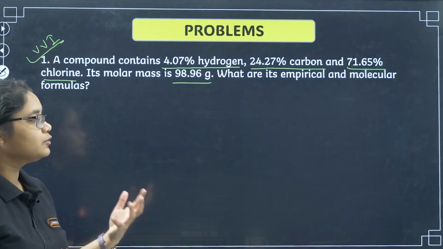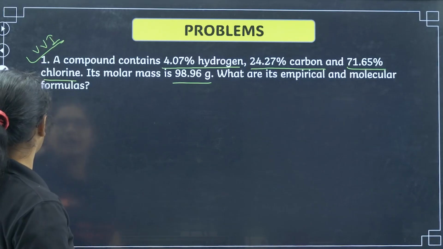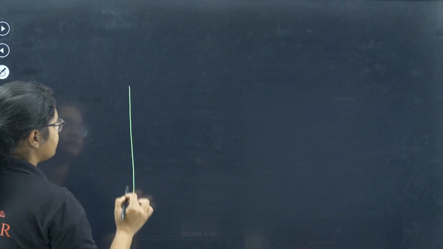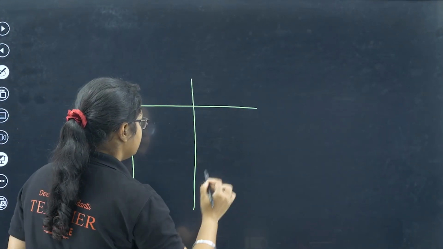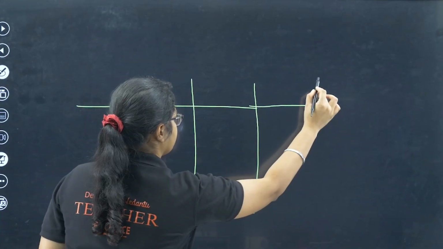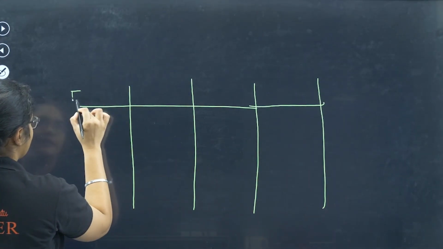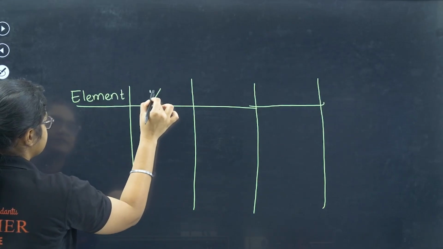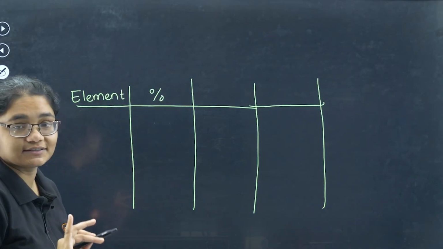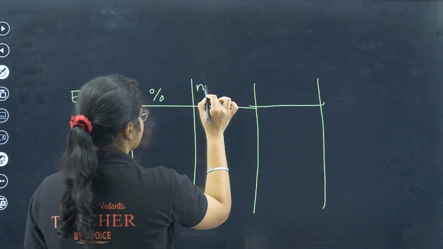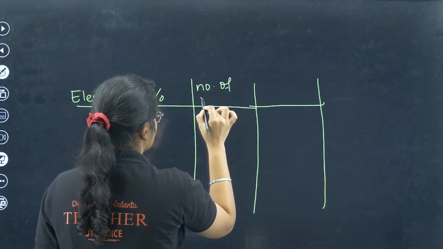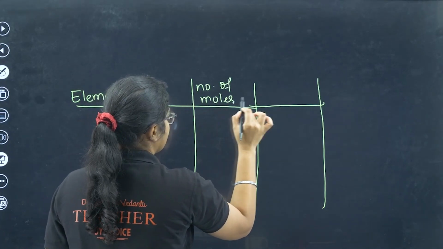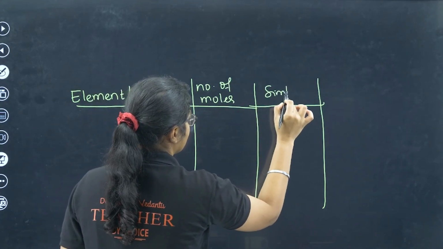So how to do this? I'll tell you how to do this. Let me first explain it. First of all, you will have to make a table. Here you should write the element name. Here the percentage, whatever percentage is given. Then here you should calculate the number of moles. And here it should have the simple ratio.